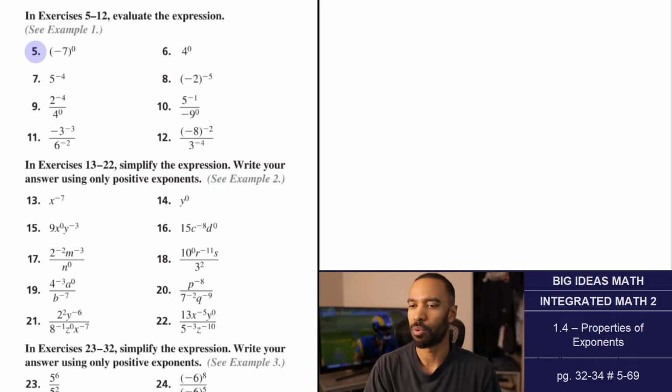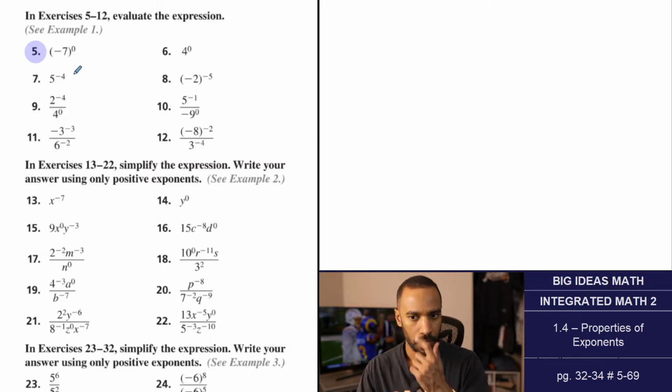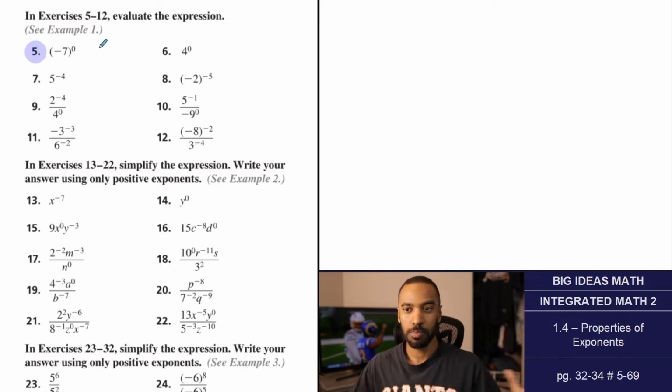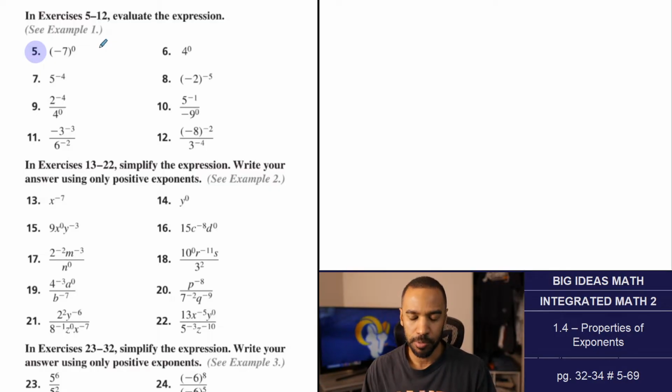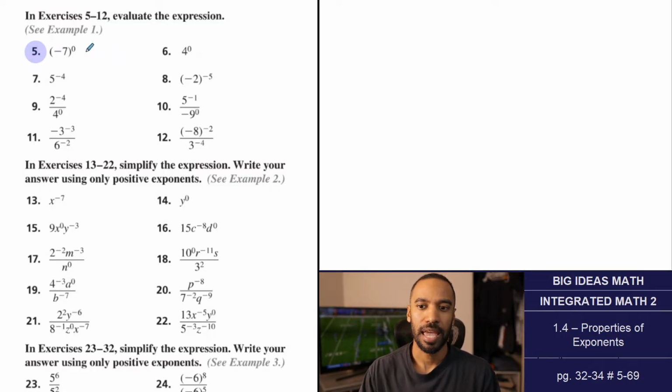Numbers 5 through 12, where we evaluate the expression. So by evaluate, they mean ultimately come up with the single number. Like if you typed it in your calculator, what would it say? Negative 7 to the 0 power is 1.